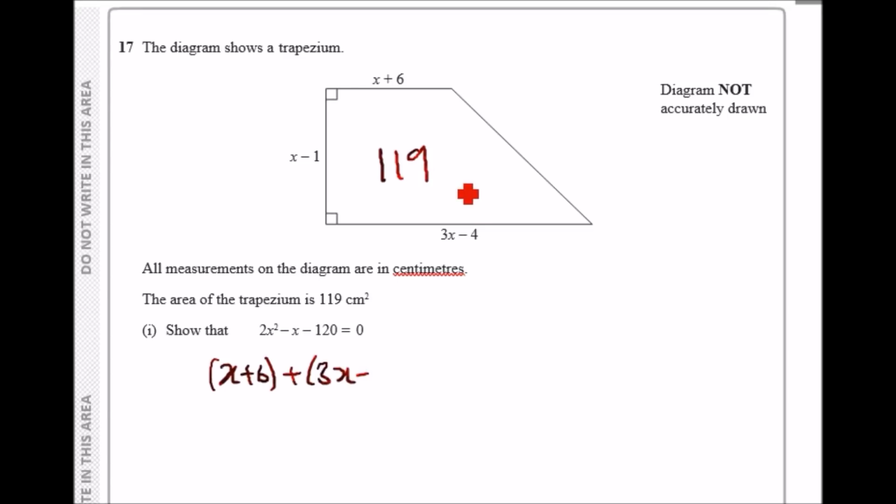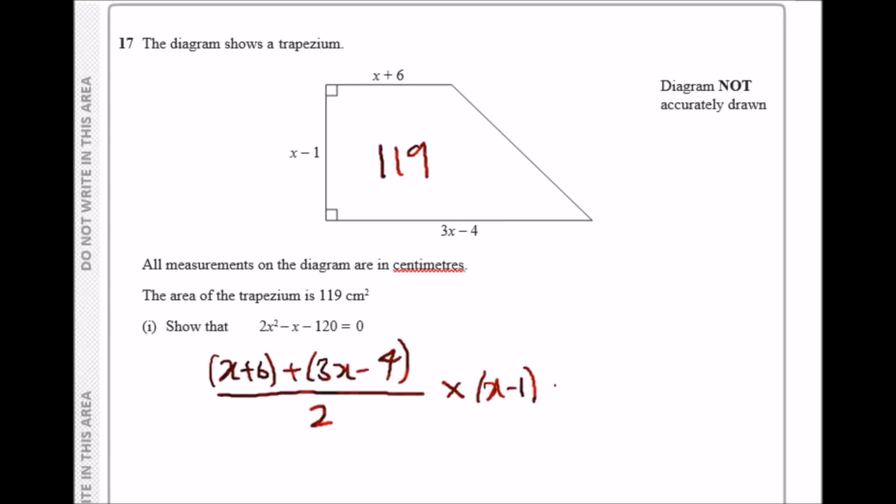Minus 4 over 2 times x minus 1. And then, if you remember carefully, it should be also... no, that's it, sorry. So that's the formula, so just double check.